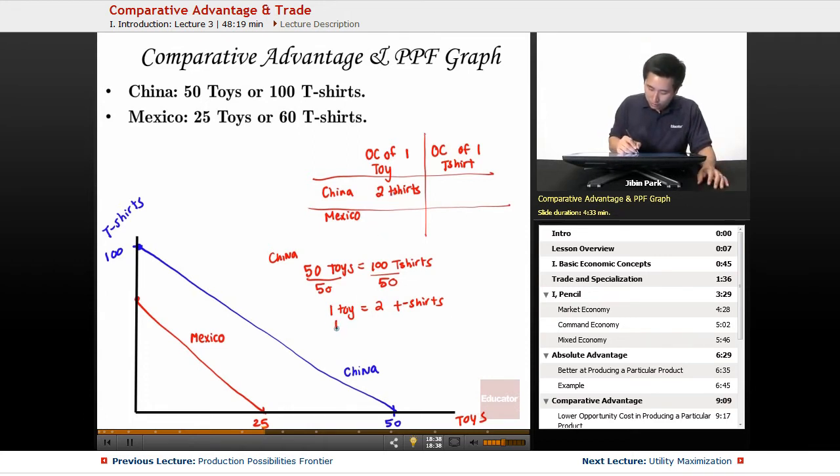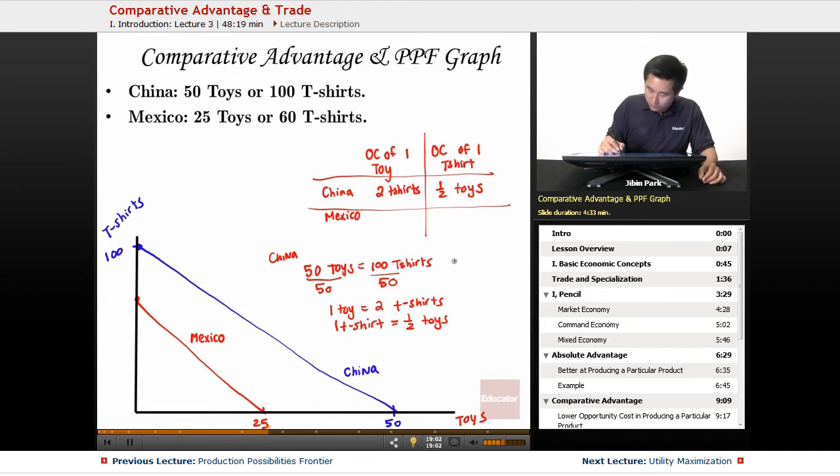And the opportunity cost for one t-shirt, remember, is the reciprocal of 2, which is 1/2 toy here. So the opportunity cost here, this is for China still, would be 1/2 toy. Okay, so these two numbers are going to be reciprocals of each other. If they're not, then you must have done something wrong here.